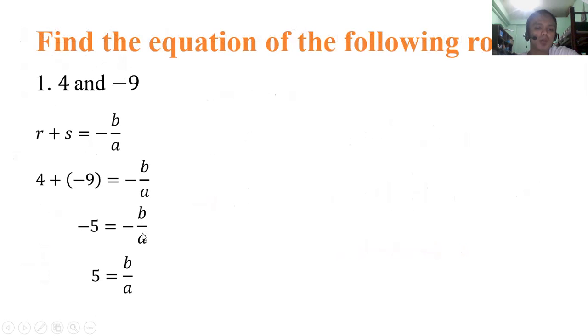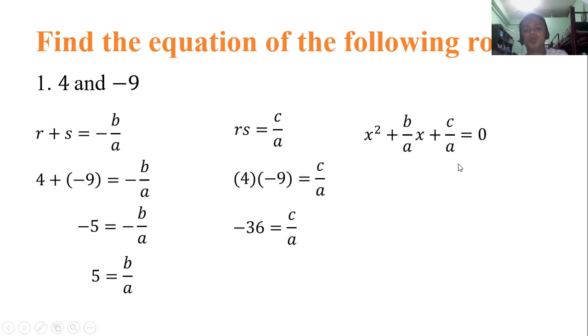Negative B over A times negative 1 is B over A. Okay? For the product, multiply ko lang 4 times negative 9. That would be equal to negative 36. You will use this one form. Itong form na to. X squared. Okay, substitute your B over A to 5, yung C over A mo to negative 36. That's why we have x squared plus 5x minus 36 equal to 0. Okay, madali lang, no?